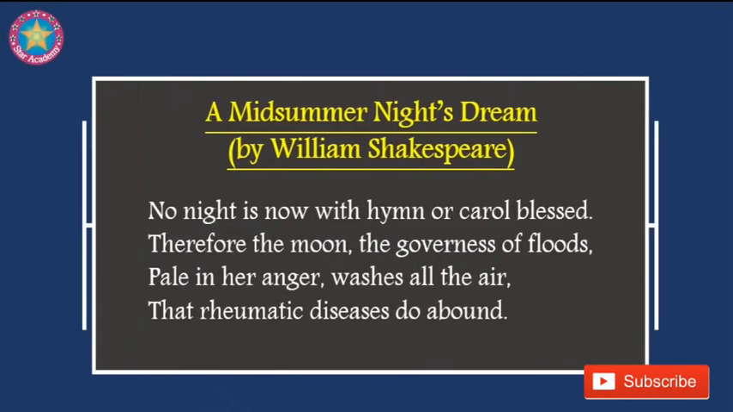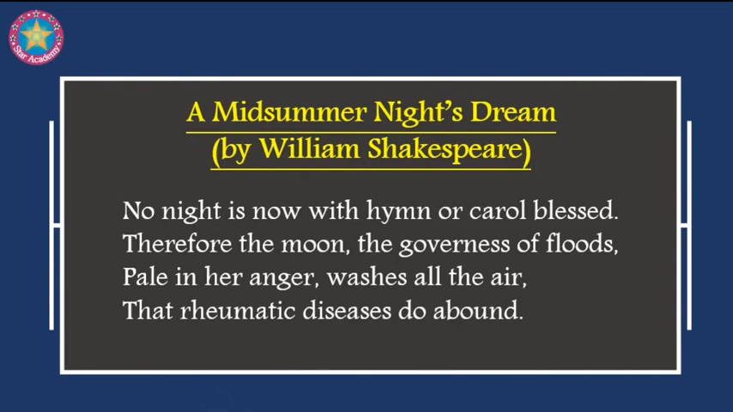Examples of personification in literature. Two lines from A Midsummer Night's Dream by William Shakespeare. Here, in this example, William Shakespeare uses the concept of the moon as a character. The moon is feminized, as often it is in literature if given a gender, and said to be a governess of floods.